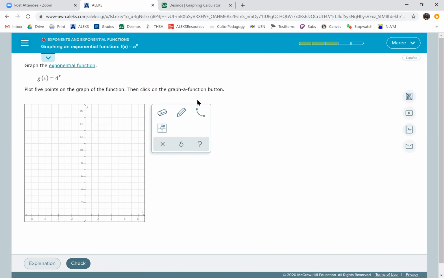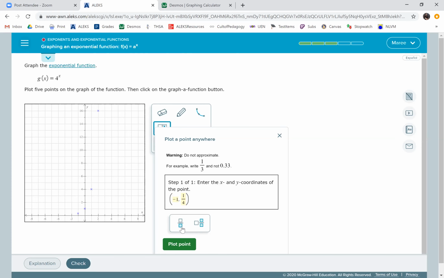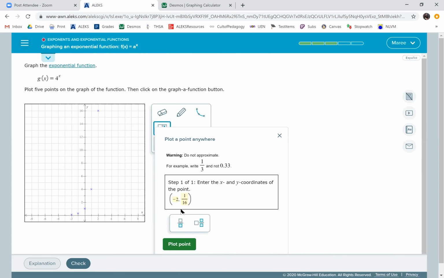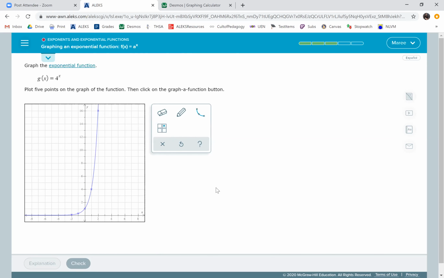This is what exponential functions look like too. When x is 0, 1. When x is 1, we get 4, and 4 squared is 16. When x is -1, we do the reciprocal. So -1, the reciprocal of 4 would be 1/4. And when we have -2, we take the reciprocal 1/4 and square it, would be 1/16. So that's 5 points, connect the dots, and that's the end of the lesson.